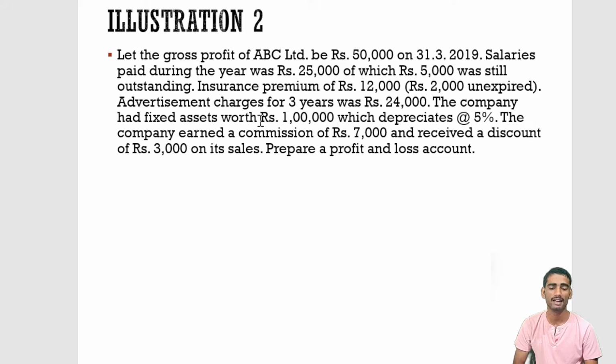The company had a fixed asset worth rupees 1 lakh which depreciated 5%, means the depreciation charge is at a 5% rate. Then the company earned a commission of rupees 7,000 and received a discount of rupees 3,000 on its sale. Prepare a profit and loss account. So these are all the values they have given. Even so, what is the process for solving this question?